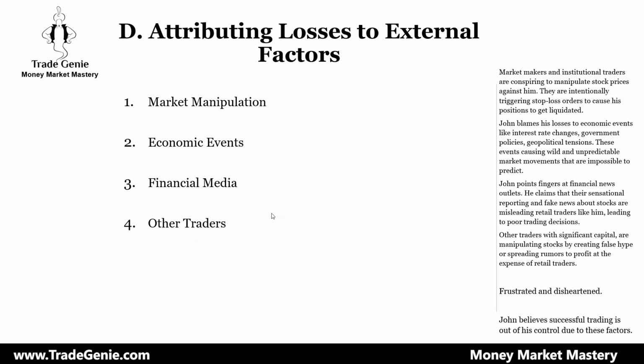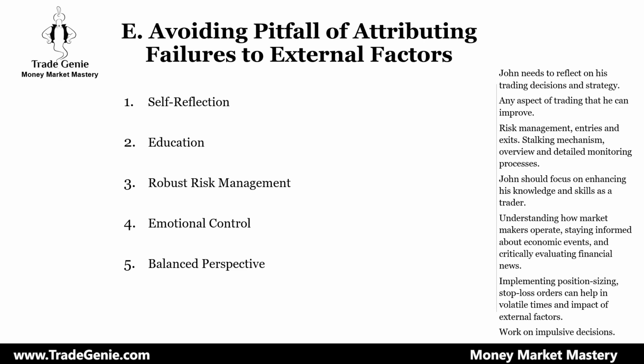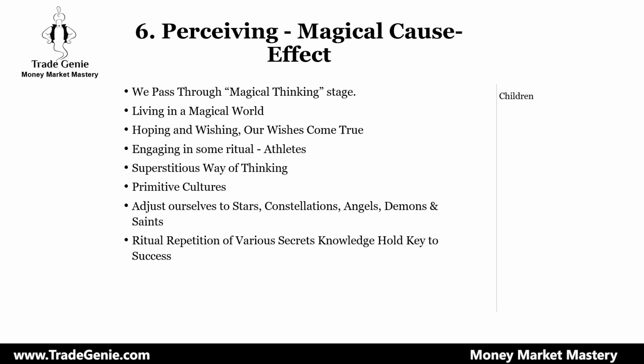And he gets frustrated and disheartened. So he's blaming all the external factors beyond his control. Instead of what he's supposed to do, he needs to reflect on himself. He needs to improve. He needs to implement robust risk management. He needs to take care of his emotions and see what is happening in his life, some kind of a balanced perspective. So the balanced perspective is the market is beyond the control of one person. So there are a lot of complex cause and effect. So he needs to understand that. So he's not doing it.